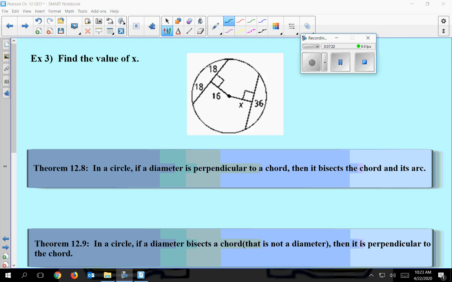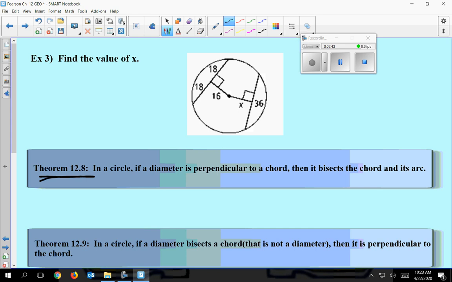Okay. So in this particular question, I'm kind of putting the question ahead of the rule. So let's just do this the right way. Let's look at the rule down here. 12.8. In a circle, if a diameter is perpendicular to a chord, then it bisects the chord and its arc.